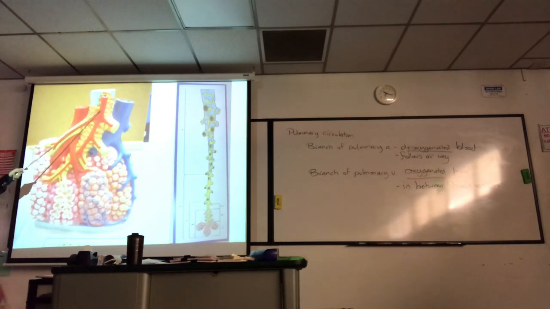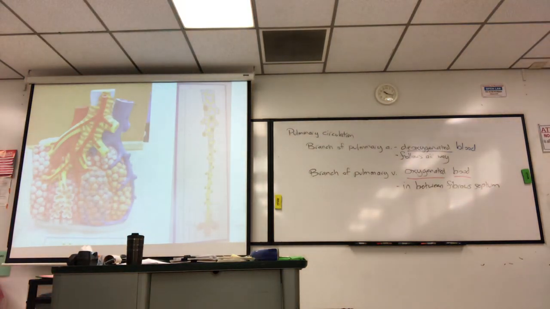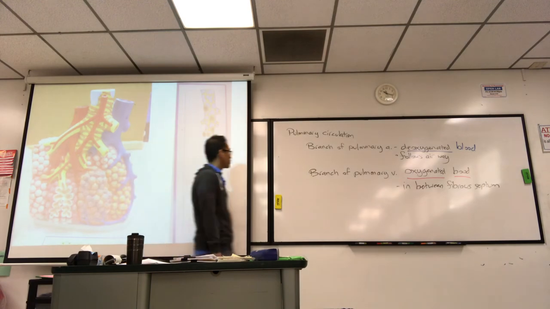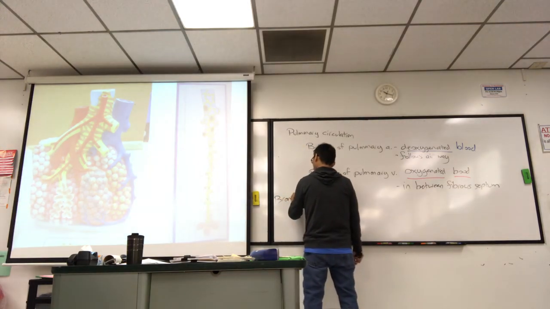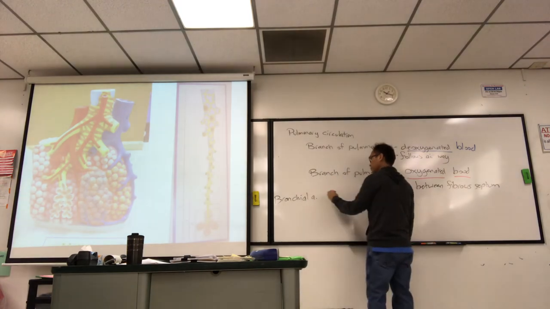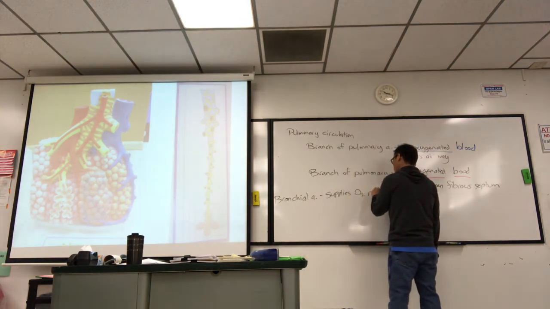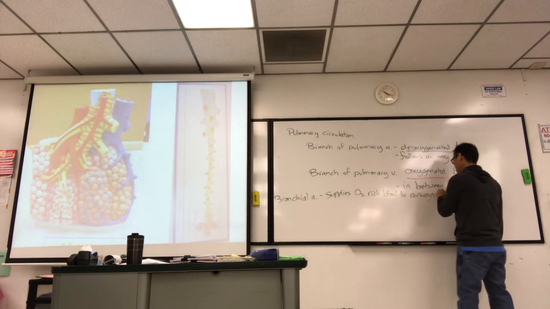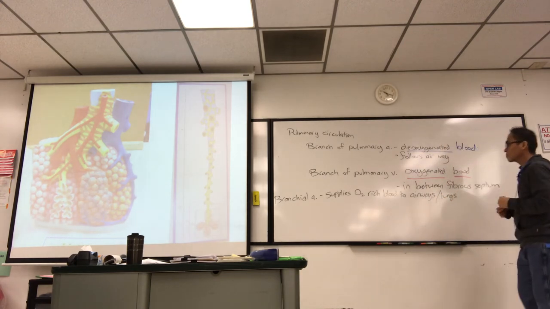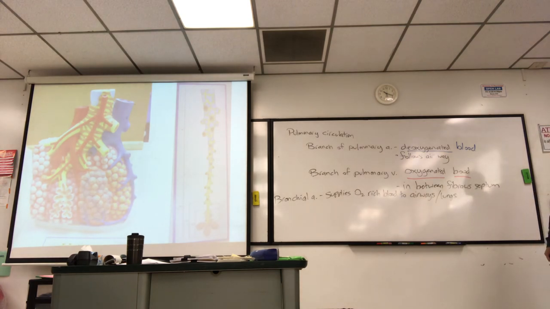This is not part of pulmonary circulation. This is a bronchial artery, which just supplies oxygenated blood to all the lung structures. It's not a part of pulmonary circulation. So let's note that. You need to know bronchial artery, not a part of pulmonary circulation. So I'll put it not under pulmonary circulation. Bronchial artery supplies O2-rich blood to airways, lungs. The pulmonary circulation is to pick up oxygenated blood to pump to the rest of the body.